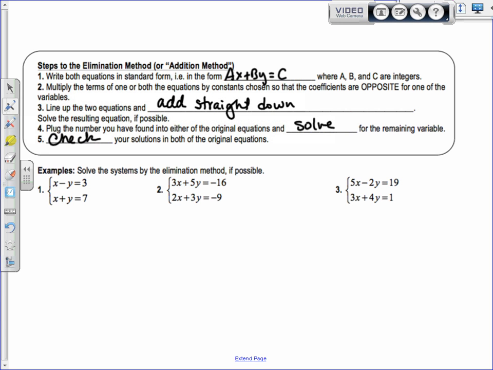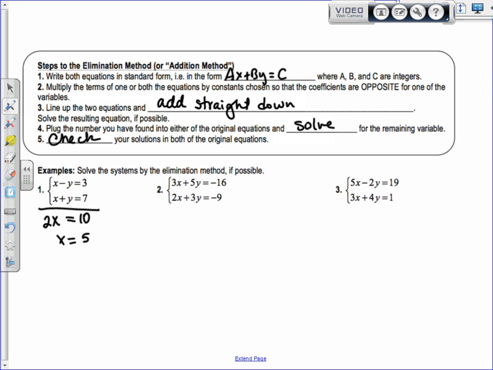All right, so I always check to see what happens if I add straight down. So if I add straight down, I'm getting 2x. Do you see the y's go away? And then I get 10. So this is one that's already set up for me. I'm going to add straight down. I get 2x, the y's go away, equals 10. So I can find x right away. x is 5.